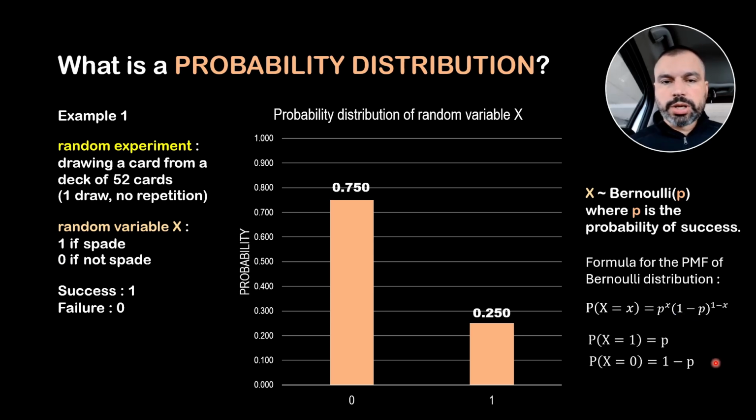And usually when we use the Bernoulli distribution, we use these two equations. We know that the probability of success is p. It's given to us. And the probability of failure is just 1 minus p. If we replace here the little x by 0, you're going to be left with 1 minus p.